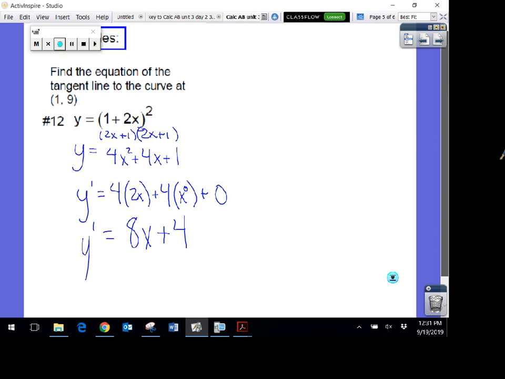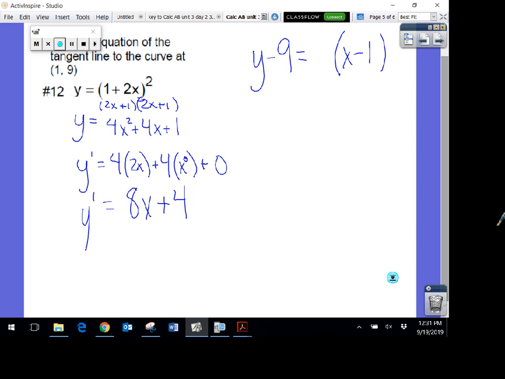The directions say find the equation of the line. Equation of a line: y minus 9 equals the slope, x minus 1. Well, we have the slope of the tangent line is 8x plus 4. The slope of any tangent line is 8x plus 4. We want the slope of the tangent line at this point. So now, we just plug in 1, y prime of 1, 8 times 1 plus 4.